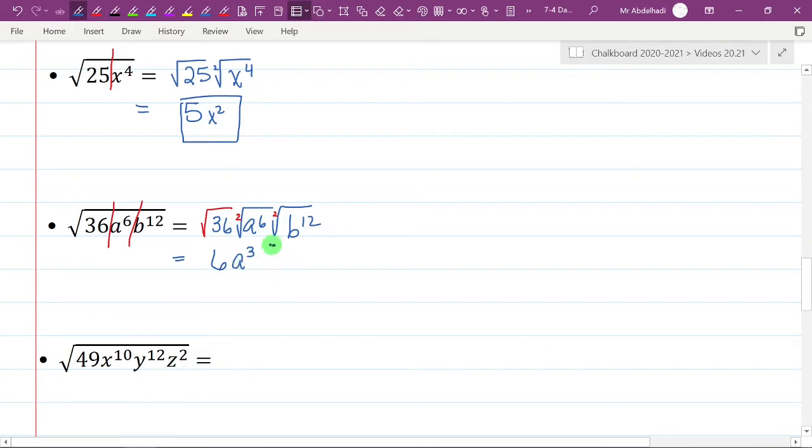But wait, that was an even power that became odd, so you need absolute value bars on this. And now here you have b to the 12th, second root. So 12 divided by 2 is 6. So this becomes b to the 6th.